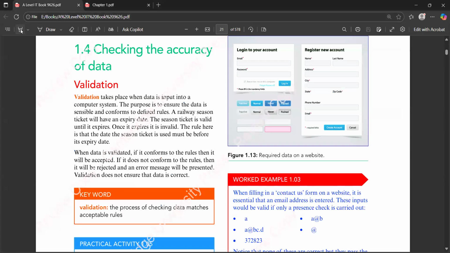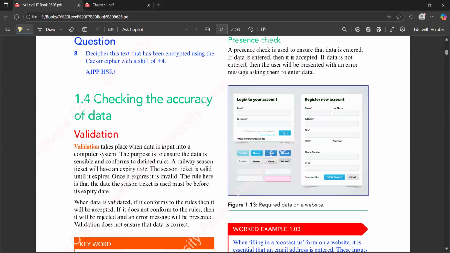What is validation? Validation is basically the process of checking whether data matches acceptable rules or not. So that means you have some data and you apply some process or procedures onto that to check if it satisfies certain criteria or not. Are you getting my point?